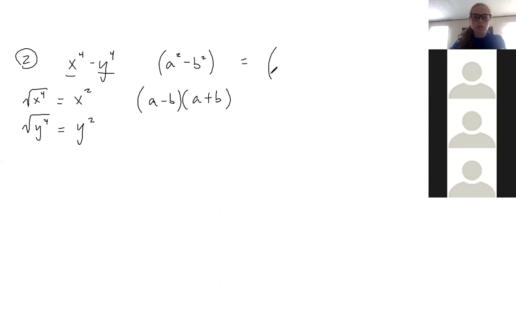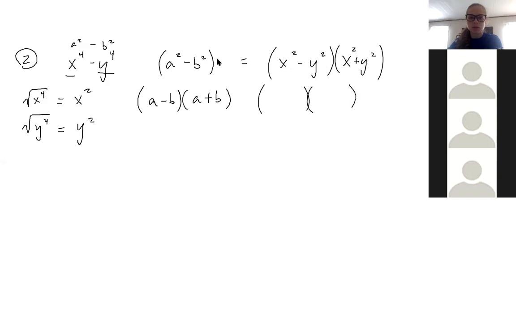If x to the 4th represents a squared, then just a would be the square root of x to the fourth, which is x squared. So x squared minus y squared, x squared plus y squared. But I'm not done yet because look at this piece right here. Is that the difference of two perfect squares? Well, can I take the square root of x squared? Yeah. Can I take the square root of y squared? Yes. So I can factor this even more.